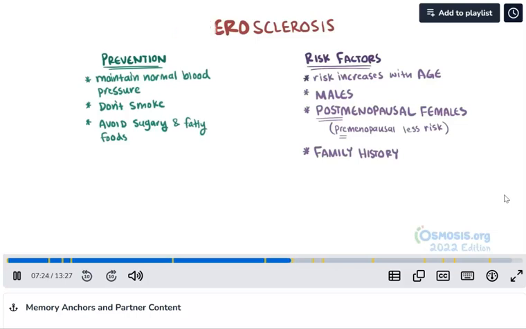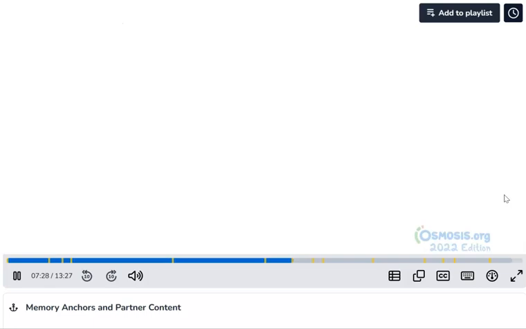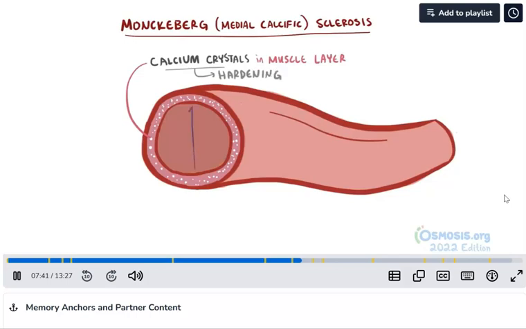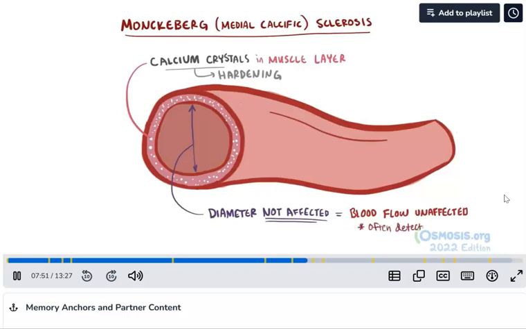Okay, that's enough atherosclerosis for one day. Another type of arterial sclerosis is called Monckeberg sclerosis, or medial calcific sclerosis. And this is caused by the formation of calcium crystals in the muscular layer of the blood vessel wall, leading to hardening of the blood vessel. But this doesn't affect the diameter of the lumen. Since blood flow isn't impaired, it doesn't really cause any signs and symptoms, so it's usually detected during a diagnostic procedure for something else, like mammograms, since mammographies are used to look for calcification as a sign of breast cancer.